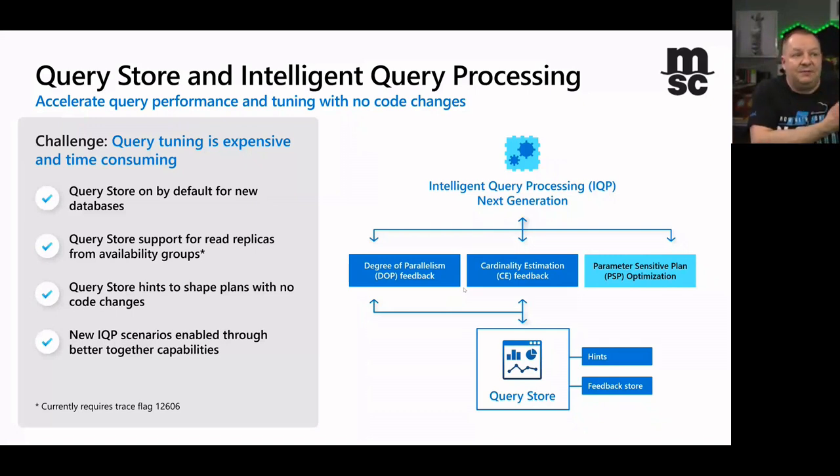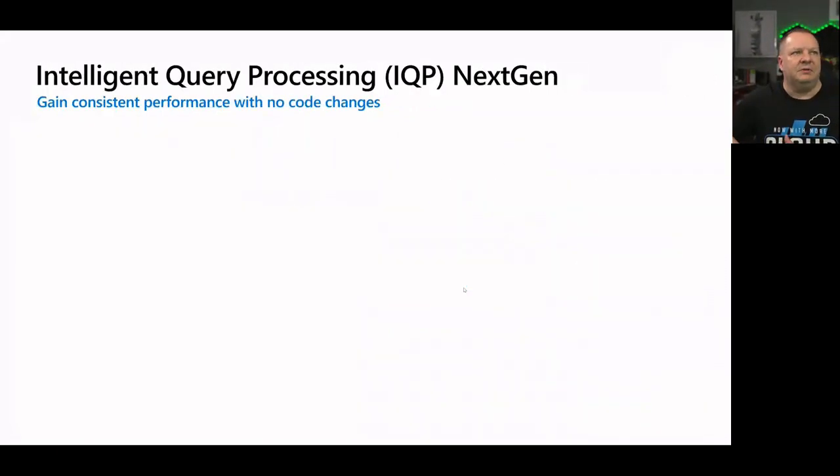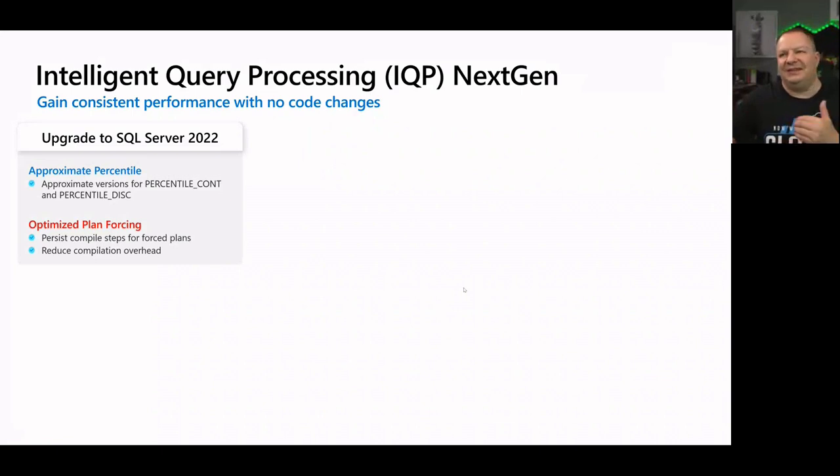Okay. So here we can see that we have the Query Store now providing this information, this feedback to the engine, that helps it understand, okay, can I do things better? Can I do things with less resources? So let's look at what we're going to do with the latest release.